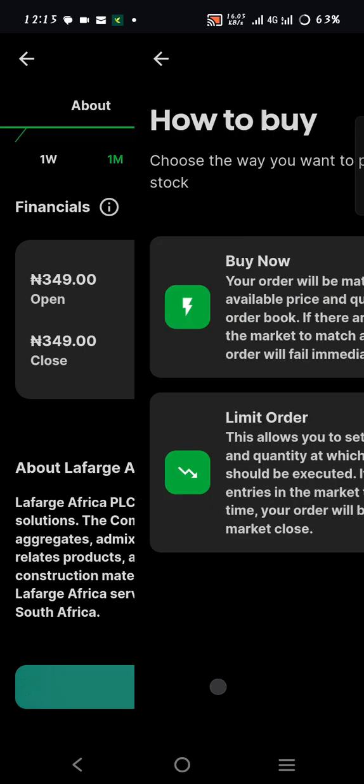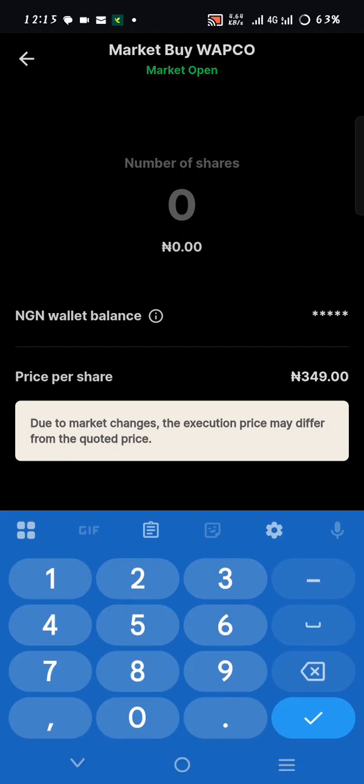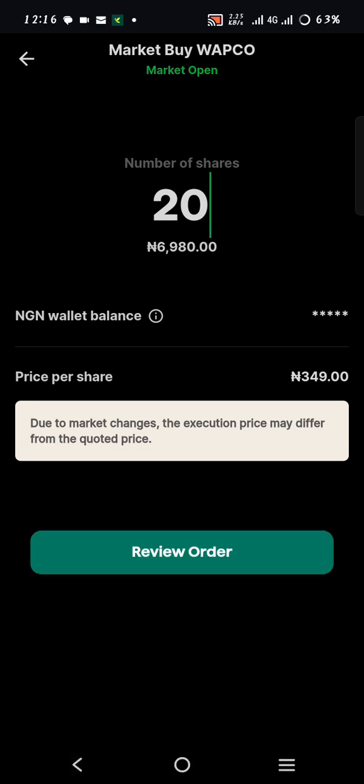Now I'm buying into Lafarge because Lafarge is also a cement company, and because Nigeria is still a developing country, there is a possibility that people will keep building houses upon houses. So let's buy 10. You see that 10 is still less than 5,000 naira, which the market will not accept, because the minimum purchase you can do is 5,000 upward. So let's go for 20. 20 is 6,800. So let's buy 20. I'm buying 20 of Lafarge.